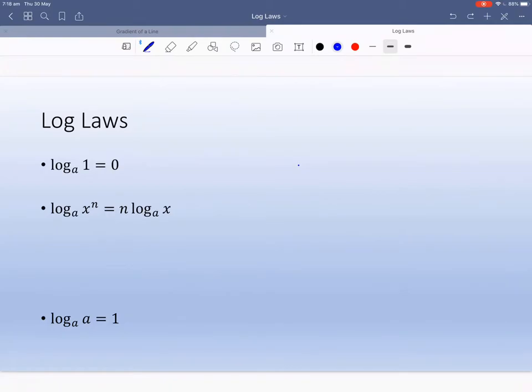Okay. So the first one, just like anything to the power of 0 equals 1 in indices, so x to the power of 0 equals 1, any log of 1 equals 0. If you want to try with me, you've got two log buttons. Put the log button, which is log to the base 10, and put 1 in. You should get 0. Then the second button, which is the one I want you to be using more often, is ln, which is log to the base e. Put 1, and you'll get 0.